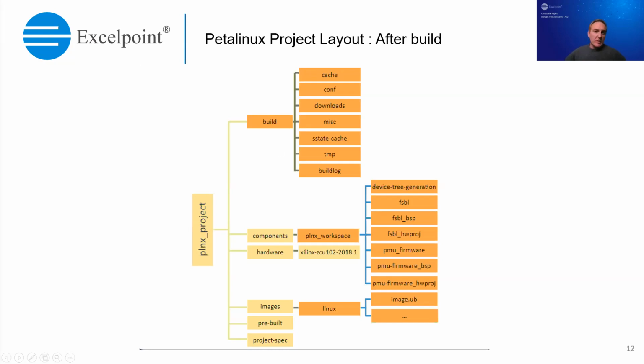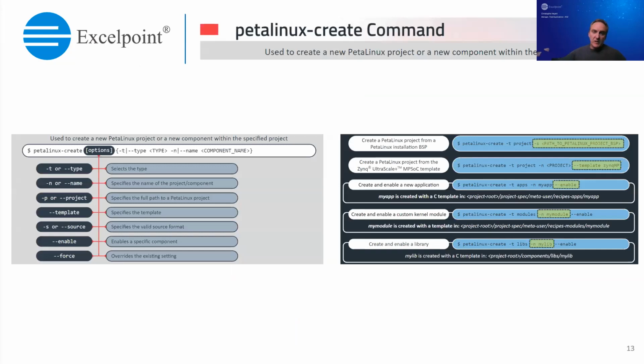So let's delve into each Petalinux command a little bit deeper. So the first command we'll use later on to build the embedded Linux system is Petalinux create. The Petalinux create command is used to create a new Petalinux project or a new component within a specified project. And you have a number of options here that can be used along with this command.